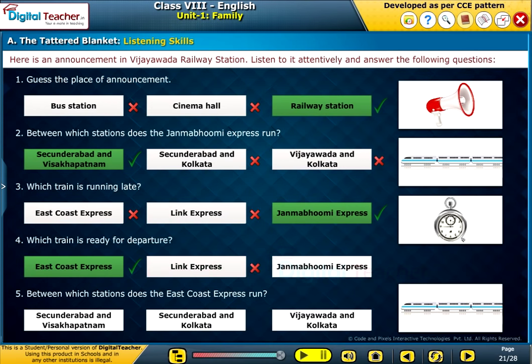Your attention please. Train number 12806 Janmabhoomi Express from Secunderabad to Vishakhapatnam via Vijayawada Junction is running late by 20 minutes and is expected to arrive at 13:50 p.m. Your attention please. Train number 18646 East Coast Express from Secunderabad to Kolkata Howrah Junction via Vishakhapatnam Junction is ready for departure from platform number 4.